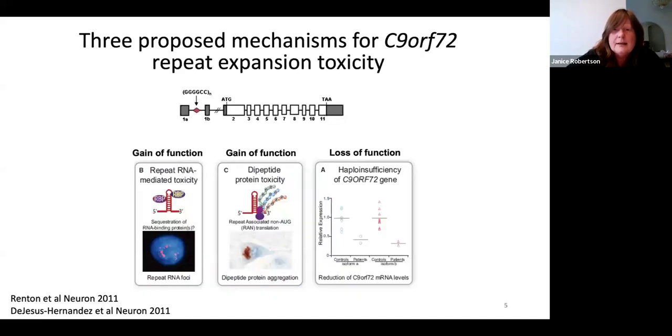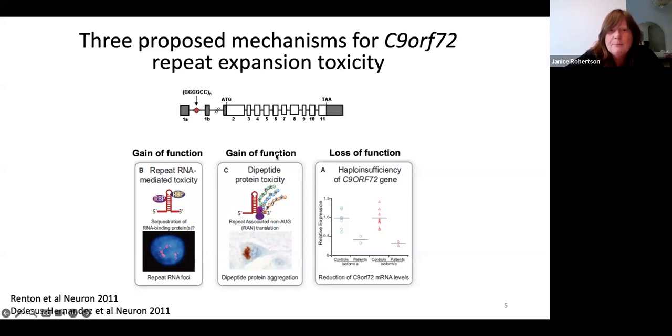And as Bryan and Rosa Rademakers described in their original papers in 2011, there are proposed to be three potential mechanisms by which these repeat expansions could cause disease. There are two gain-of-function mechanisms, the first being repeat RNA-mediated toxicity, where the expansions cause these loops outside of the DNA, in the RNA, and then these bind RNA binding proteins. This can be seen here using probes that detect these repeat expansions, and it's thought that the sequestration of these RNA binding proteins is causing changes in gene expression that contribute to the disease.